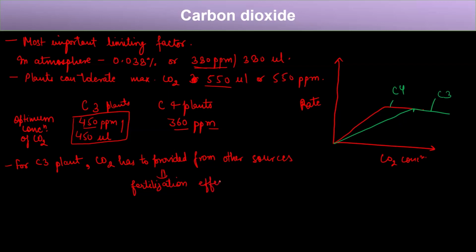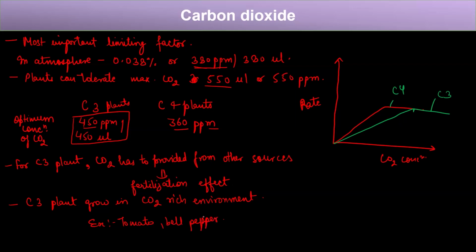After this, the plant will grow, and this is known as the fertilization effect. Okay? Because the C3 plant's requirement is higher, the carbon dioxide has to be provided from another source, and this is known as the fertilization effect, which means that C3 plants grow in a carbon dioxide rich environment. Okay. And examples of C3 plants are tomato and bell pepper. So this is about carbon dioxide.